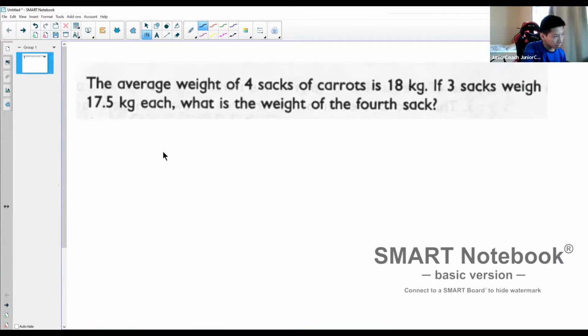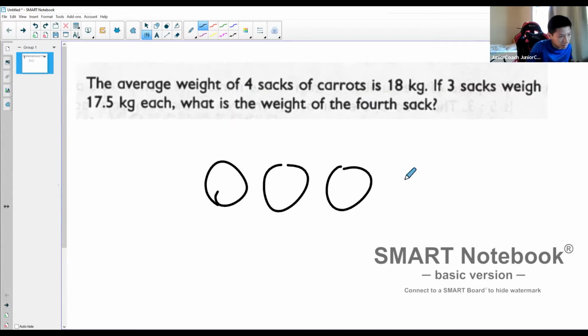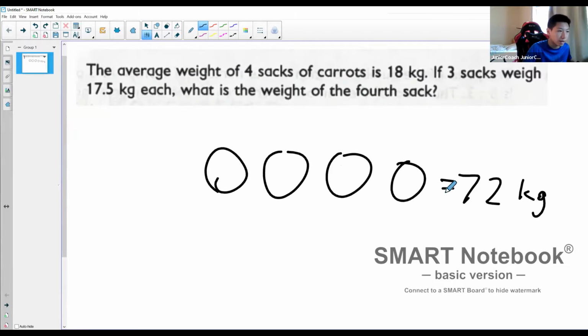So first off, let's see if my pen wants to work. All right. The average weight of 4 sacks is 18, which means if we take all of the 4 sacks together, I'm going to pretend these are sacks, all of them together equal 4 times 18. So altogether they're 72 kilograms because the average is 18. So that means on average, each of these are 18, meaning it's 72. Now, from this, we know some of them are 17.5. And so it's asking what this last one is.